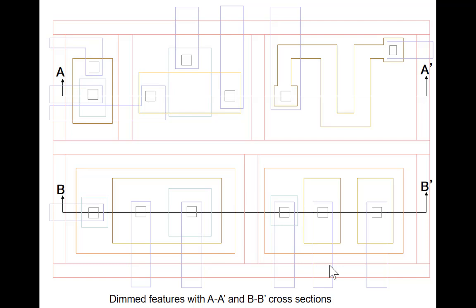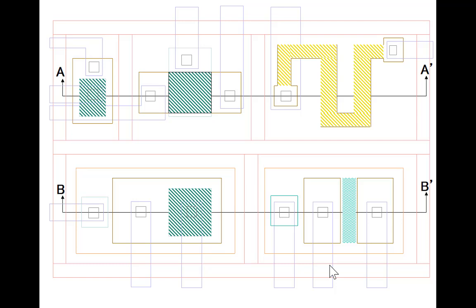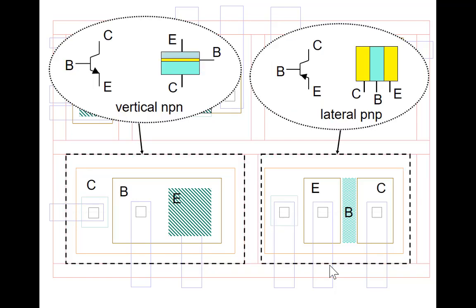So I'm going to look at the construction of the device, again, along two cross sections, AA prime, the upper part, and BB prime, the lower part. So we're going to look at top view and then two cross sections as we put this together. On the left here, we're going to see the vertical NPN transistor. On the lower right, we're going to see the lateral PNP transistor being formed.